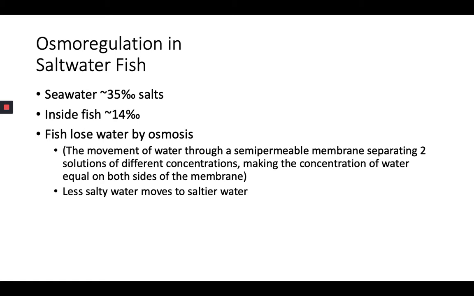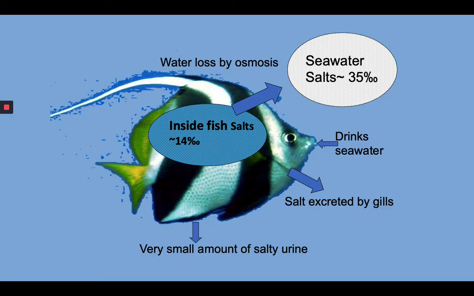It means the movement of water through a semi-permeable membrane that separates two solutions of differing concentrations, making the concentration of water equal on both sides of the membrane. So what's happening is the water is trying to seek equalization, and so the fish loses water. So the less salty water moves towards the salty water. So here's what it looks like. The fish loses water because the inside of the fish is 14 parts per thousand and the outside is 35.